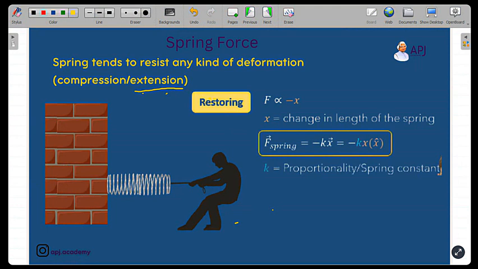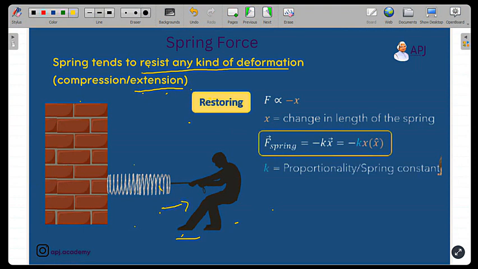ये आपने कॉमन एक्सपीरियंस भी करा होगा अपनी ऑब्जर्वेशन में. That the spring, I have written also, spring tends to resist any kind of deformation in it. अब रेसिस्ट कैसे करेगा? How will the spring resist? Suppose this man is trying to pull the spring outwards. Okay, this man is trying to pull the spring outwards.